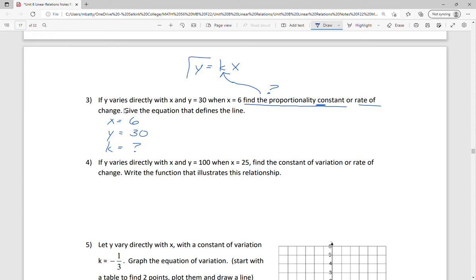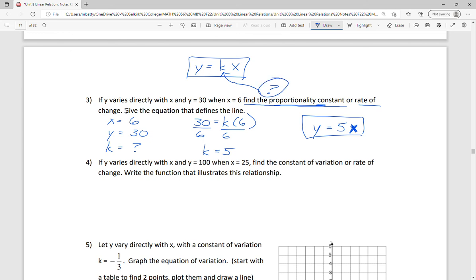So subbing into this format of my equation here, I'd have 30 equaling k times 6. Getting k by itself, I divide both sides by 6, and I get that k equals 5. So that is my proportionality constant, right? Give the equation of the line, y would equal 5x. When we have equations of lines, we have y's and x's as placeholders, right? Those would be the ordered pairs that would be on the line. But the generalized algebraic equation just has a y and an x in it. And the key thing here is that we had to solve for that k.